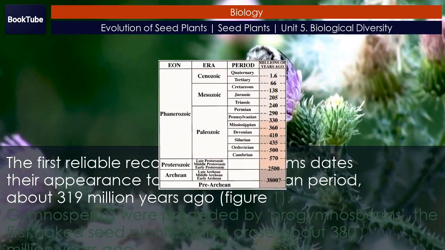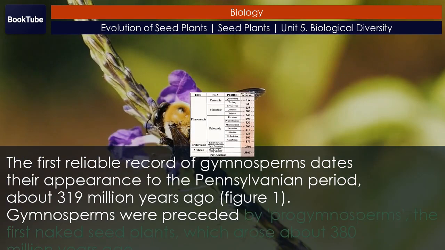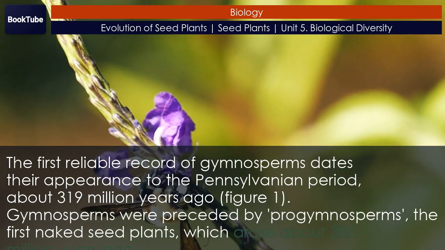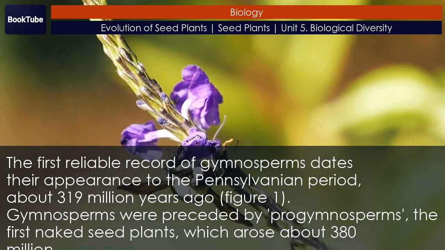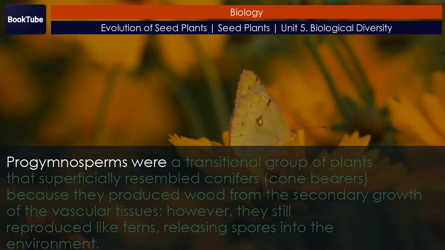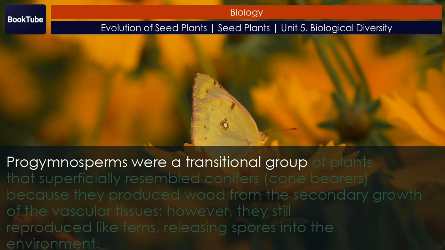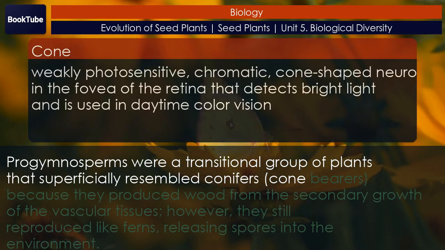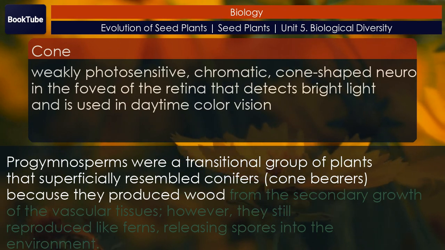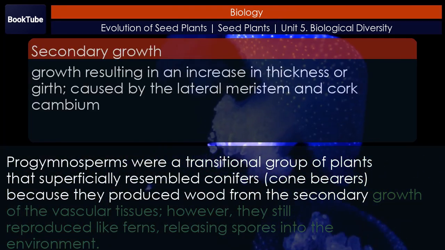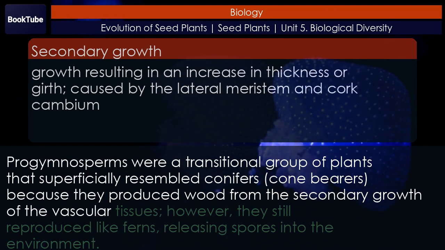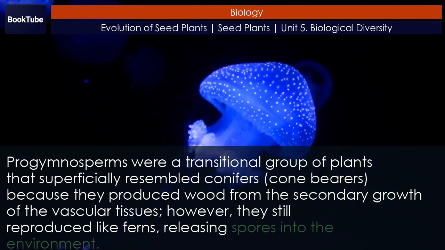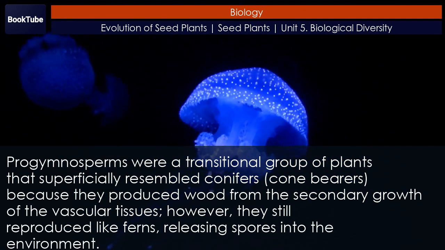Figure 1. Gymnosperms were preceded by pro-gymnosperms, the first naked seed plants, which arose about 380 million years ago. Pro-gymnosperms were a transitional group of plants that superficially resembled conifers, cone-bearers, because they produced wood from the secondary growth of the vascular tissues. However, they still reproduced like ferns, releasing spores into the environment.